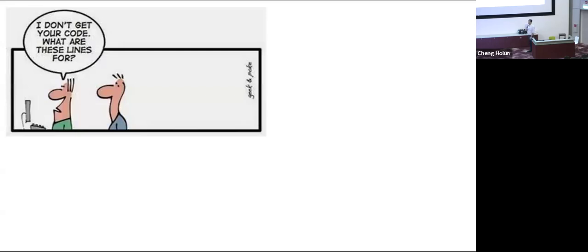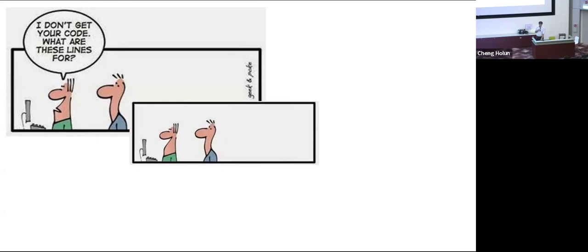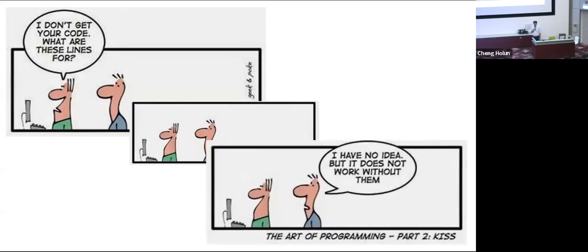This part happened to me a lot of times, okay? I don't get your code. What are these lines for? The guy thought about it and answered, I have no idea, but the code doesn't work without them. Do you have this experience before? We do, okay? Sometimes the lines of code don't mean anything to me, and I just don't know why removing them makes it not work. Okay, let's just keep it there. And this is actually from Art of Programming, there's a comic for that.